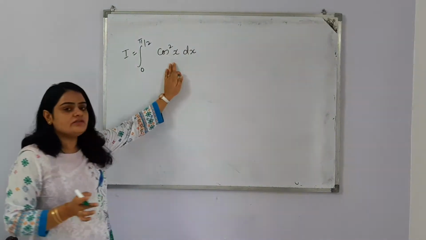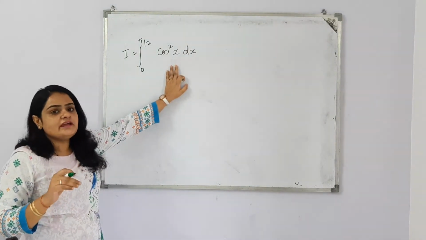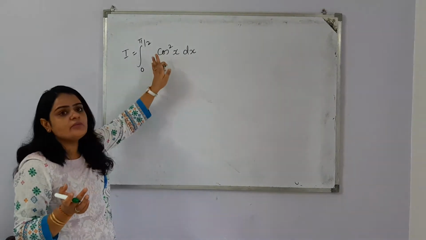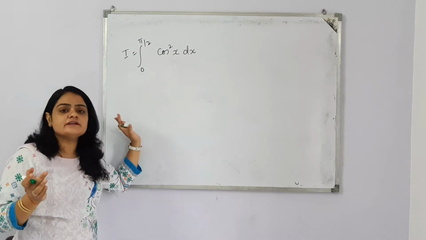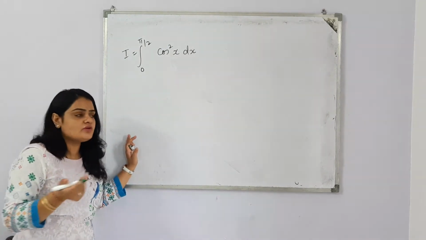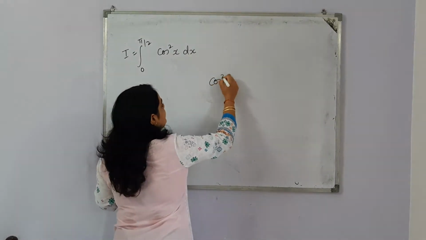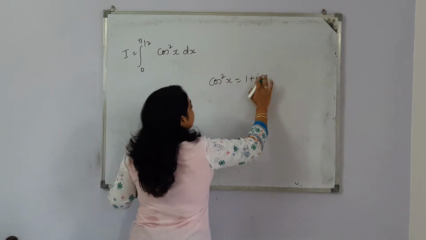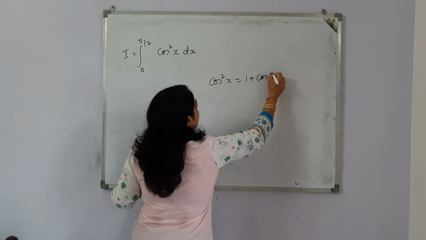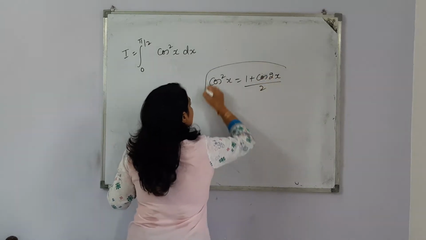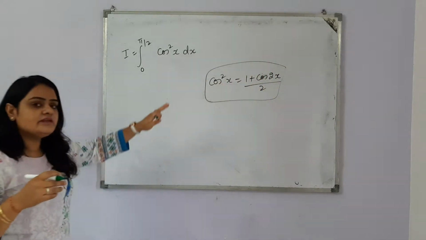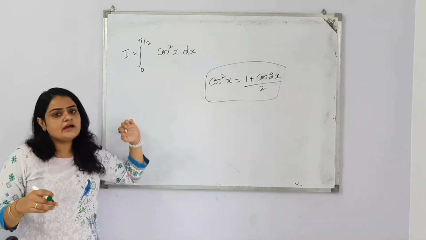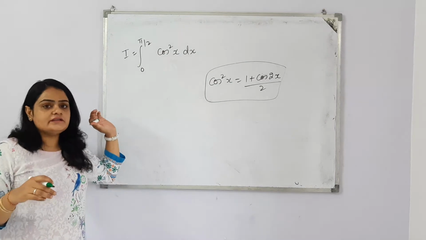After watching this function, you might think that we can solve it by taking the formula cos square x equals 1 plus cos 2x divided by 2. If you want to apply this formula, so this is the formula. You can take this formula, take its integral, and after that solve and get the answer.